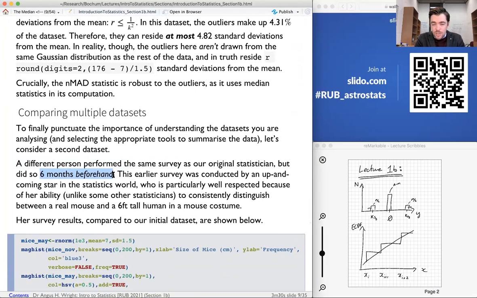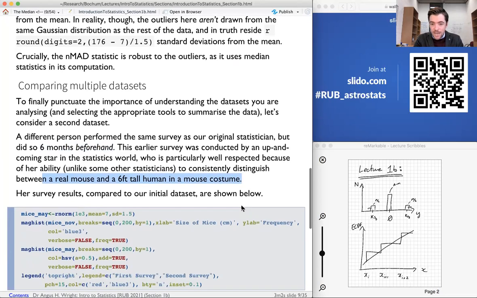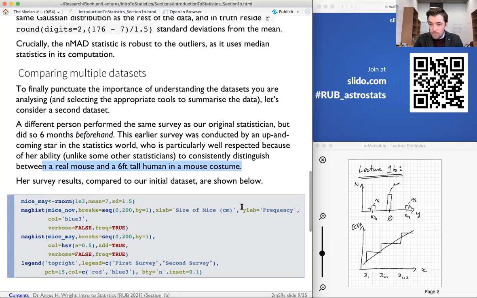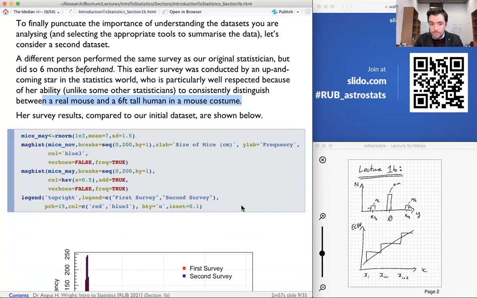Okay? Now, this person who did the measurements in May was a particularly proficient statistician, very, very well respected because of their ability to consistently distinguish between real mice and 6-foot-tall humans in a mouse costume. And therefore, they saw the mascots and said, well, those aren't mice, and didn't include them in the data set. And so essentially, we have two data sets now, one that contains the pathological outliers and one that does not.